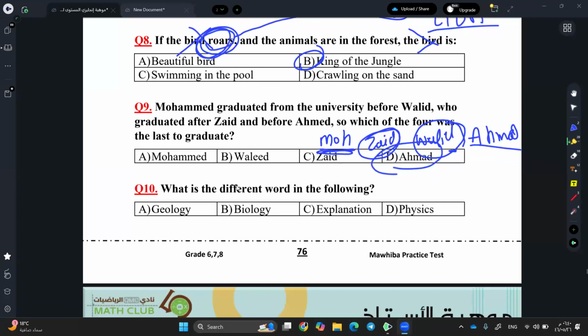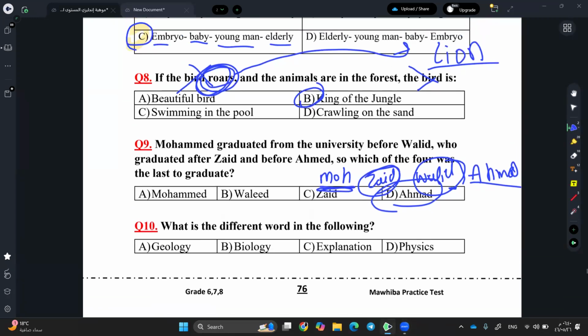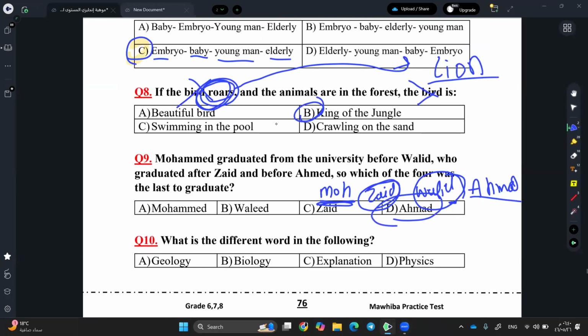Miss, the question 8, even bears roar. Bear is not the king of the jungle. Which animal, bro? Question 8, a bear roars. It's not the king. But does the bird have beautiful birds swimming in the pool, falling from the sun? I think here for the most logical answer. Here. Yeah, it's the most logical answer, yeah.